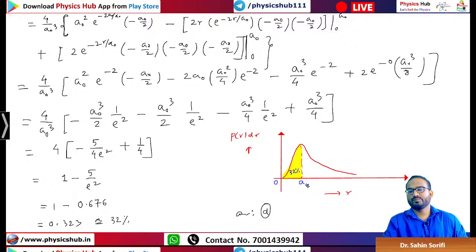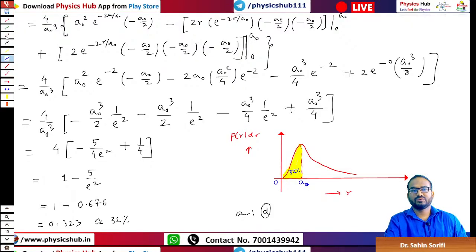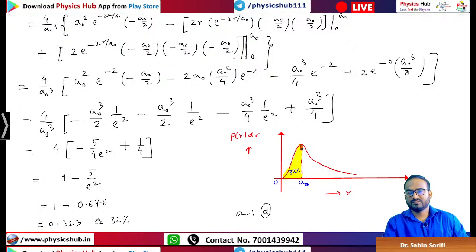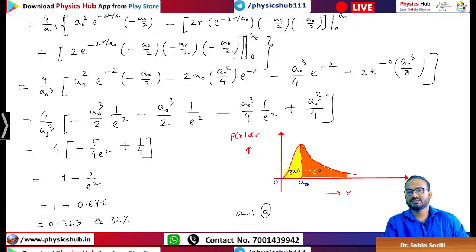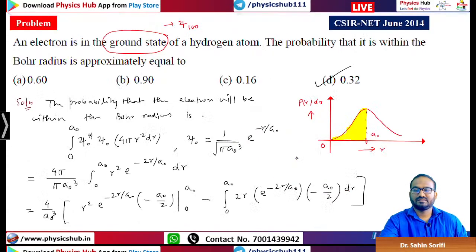So what will be the probability for the particle to be outside the Bohr radius? Outside the Bohr radius means it is referring to this region, right? This is outside the Bohr radius. What will be this percentage? Obviously, it will be around 68%, isn't it? Now look at the pattern of CSIR.